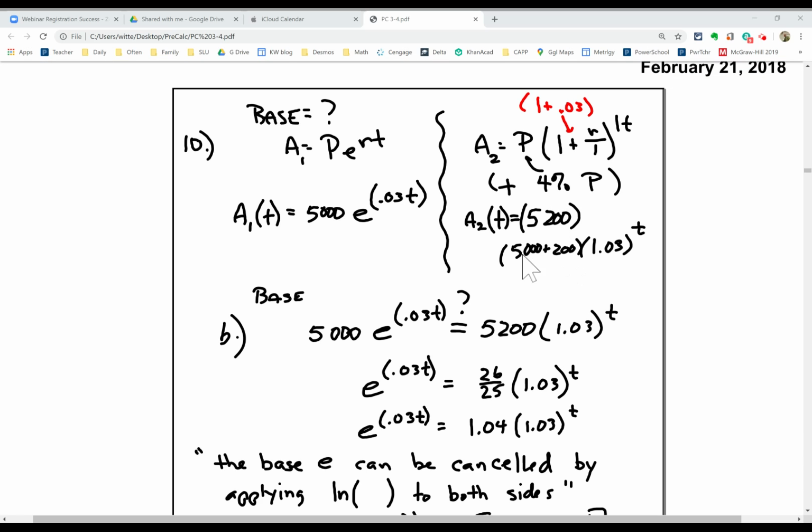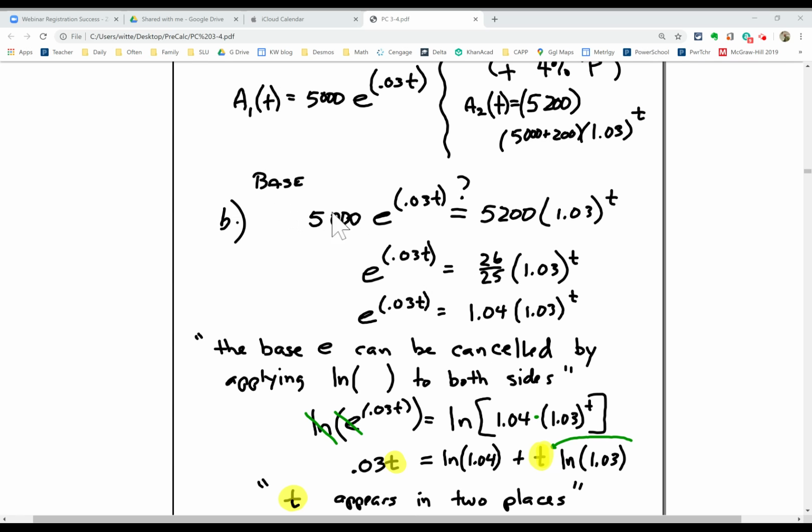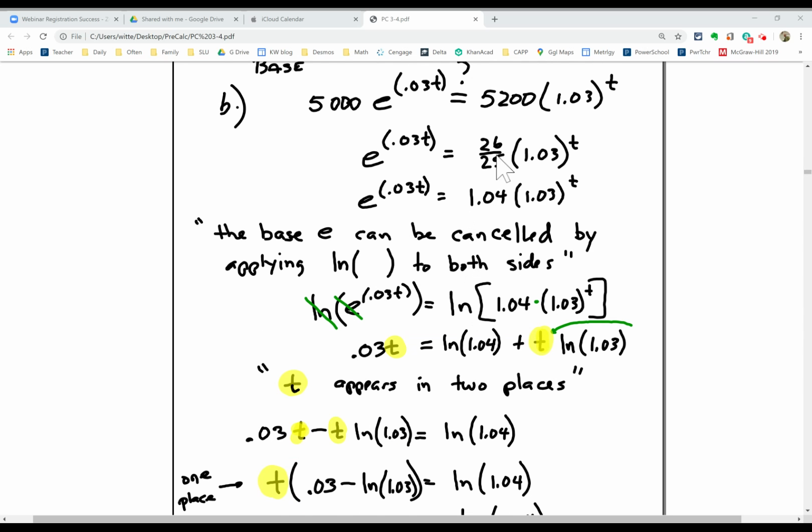So going forward on the right-hand side, we would start with $5,200 and we would have our base updated as 1.03 to the t power. Now, as we get to part B, as we just briefly arrived at this step in class on Monday the 16th, we would divide both sides by 5,000. So our coefficient over here is going to become 26 over 25. And if you want, you could go ahead and convert that into an exact decimal of 1.04.